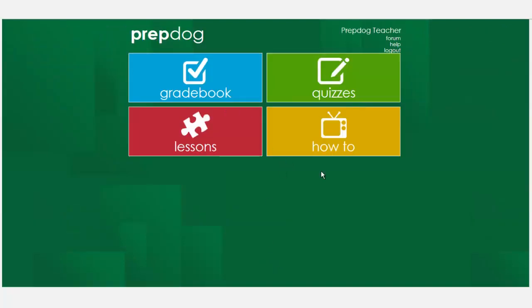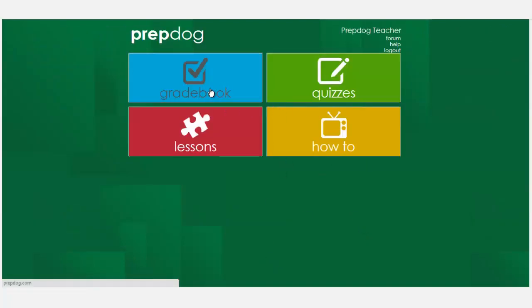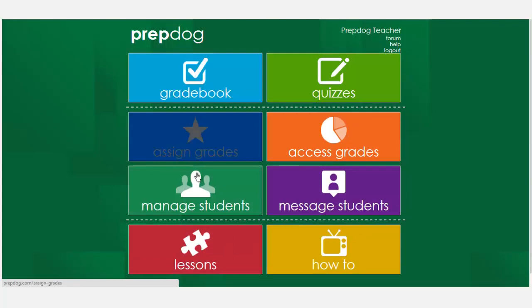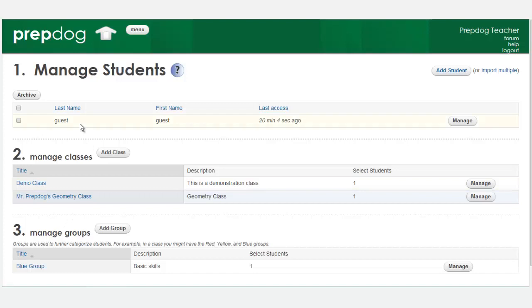So now the first thing you're going to do is come in and establish your students. You're going to go Gradebook, Manage Students. So I'm going to go over here. Now this is my guest login, so I have one guest, one student. If you want to add an individual student, you just click Add Student.